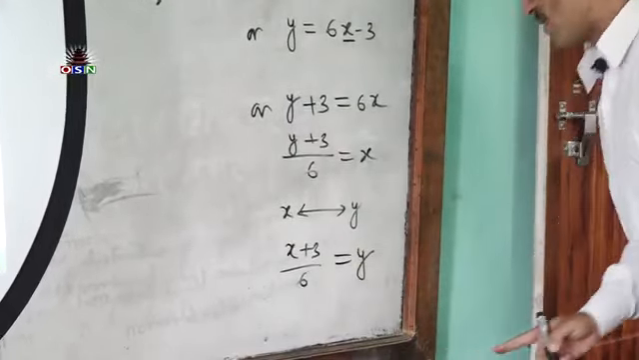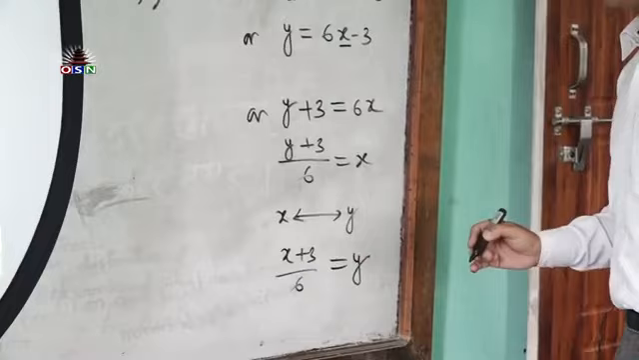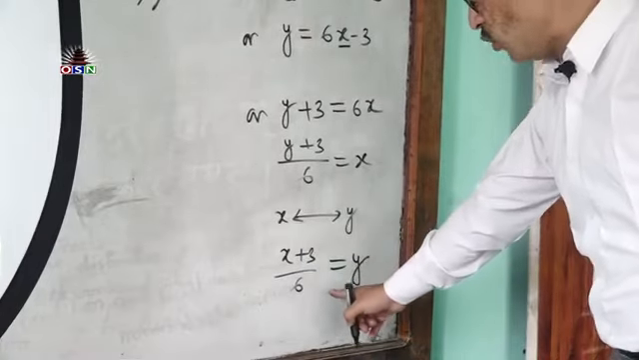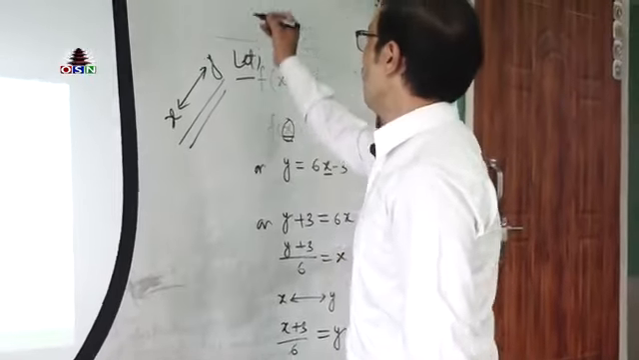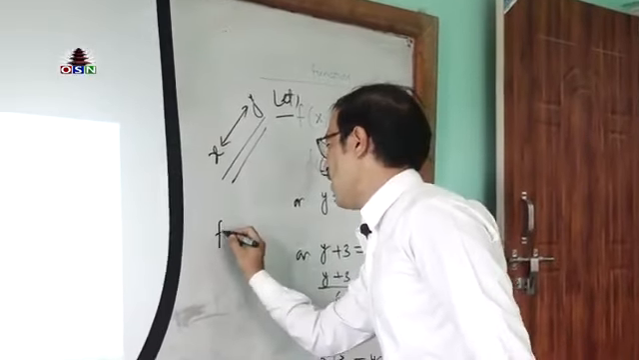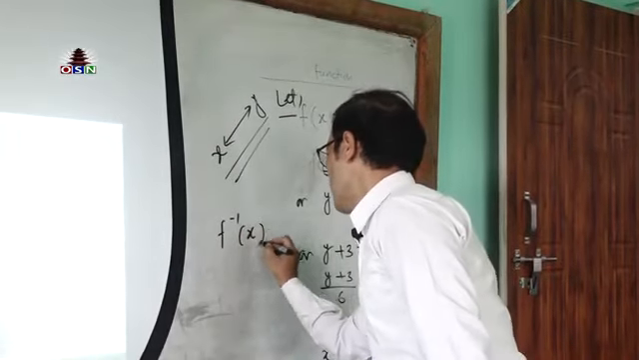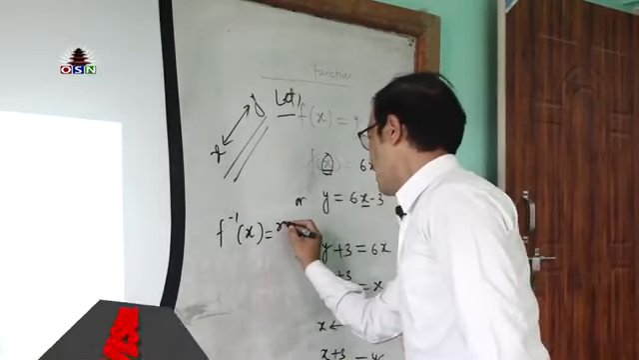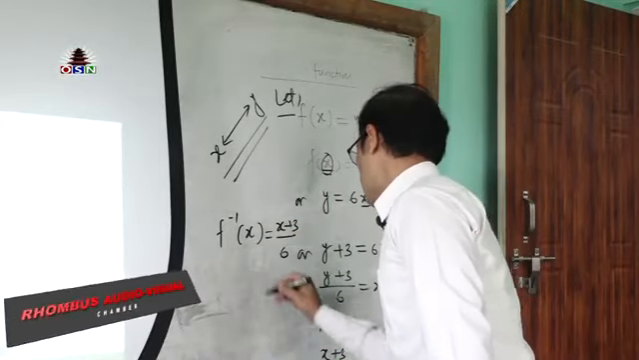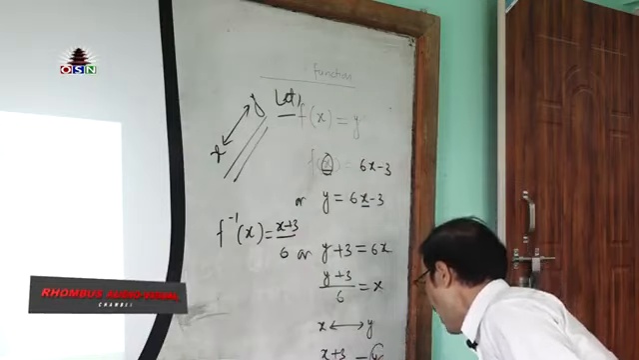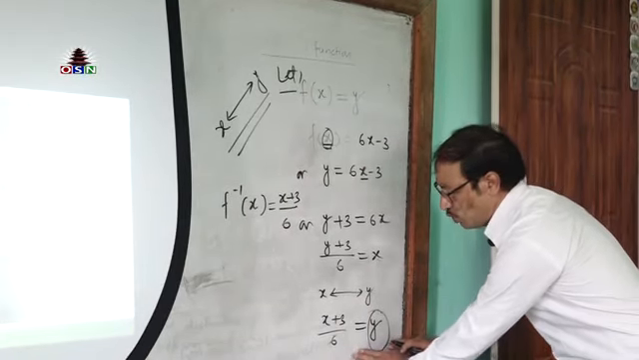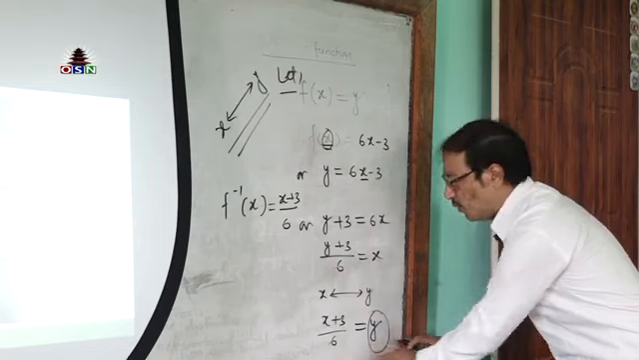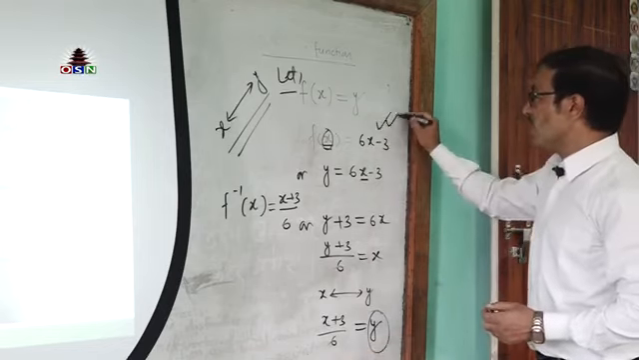Then we have changed the role of x and y. Finally you will get a new function. This new function is defined as the inverse function. For the inverse function you can write f inverse x is equal to x plus 3 upon 6. Means in place of y you write f inverse x, because this is the new relation, the new function we have got. This is the given function.